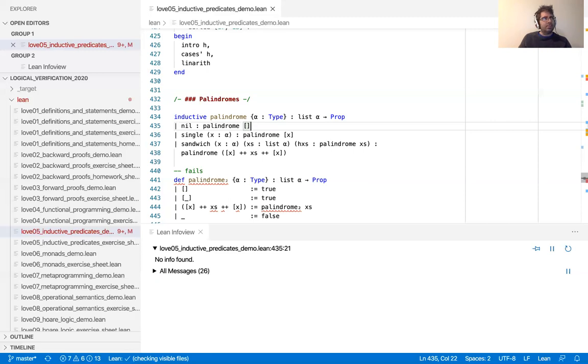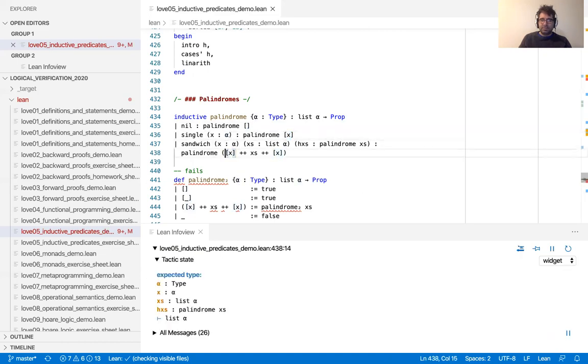like "saippuakauppias" or something like this. There's a Finnish one that means soap seller, which is a palindrome. So nil is easier to pronounce than the Finnish word, and it's a palindrome as well. A single element is a palindrome. And then, for length 2 or more, you have any word that starts with x, ends with x, and has a palindrome in the middle.